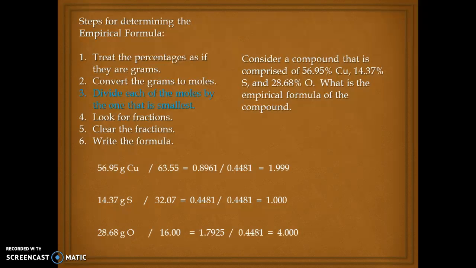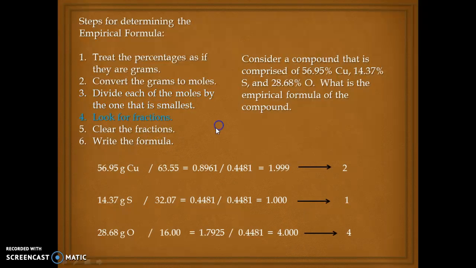You're going to take those then, the next step says to look for fractions. Now, fractions will become obvious a little bit later, but for right now, you're just going to trust me that there aren't any fractions there. And 1.999 is about as close to 2 as a person can get, and so that's screaming out 2. This is a 1, and this is a 4. So there are no fractional parts. It's a 2, a 1, and a 4. So we don't have any fractions.